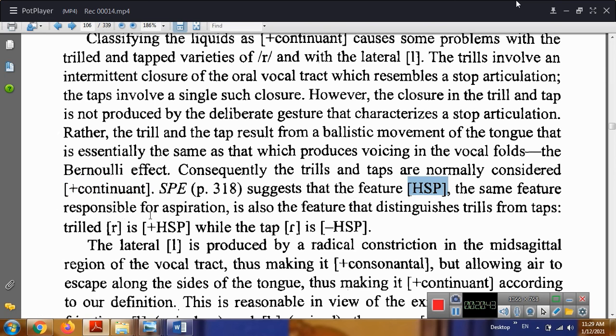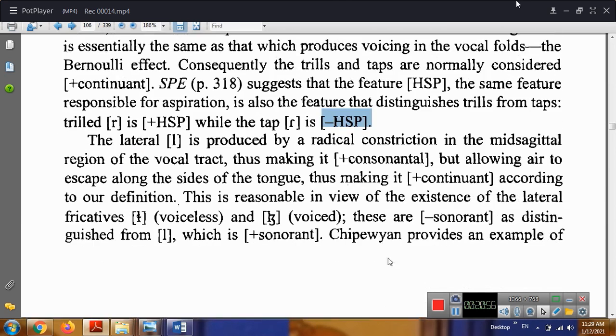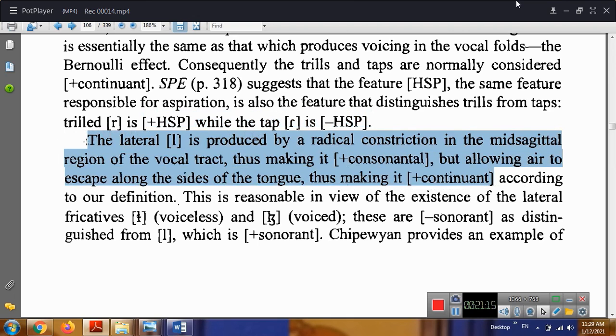One suggestion is that the feature HSB, the same feature responsible for aspiration, is also the feature that distinguishes trill from tap. The trill r is plus HSB, while the tap r is minus HSB, which is not common in our languages. The lateral l is produced by a radical constriction in the mid-sagittal region of the vocal tract, thus making it plus consonantal, but allowing air to escape along the side of the tongue, thus making it plus continuant. Therefore, l is plus consonantal and plus continuant according to our definition.